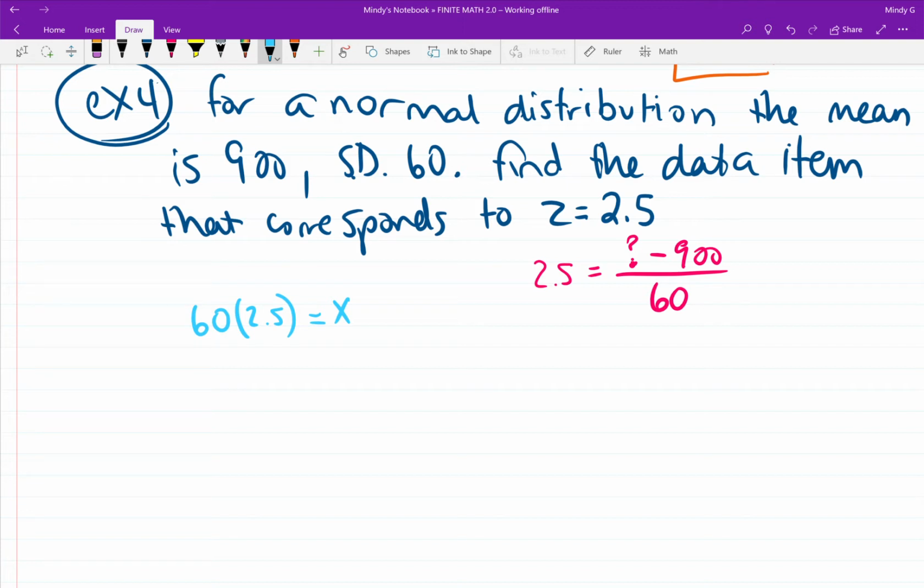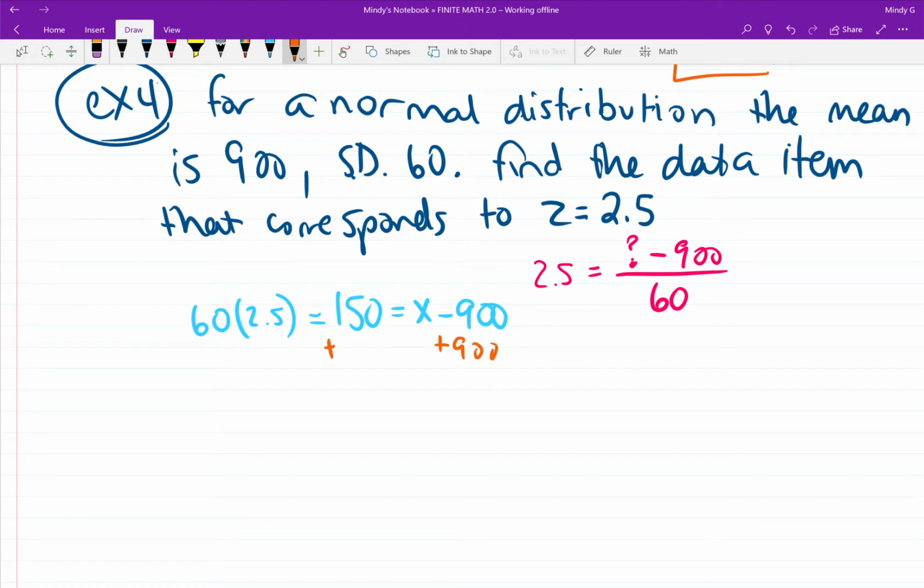So tell me how you got the converted fraction to the math problem. Like 60 times 2.5, but what about after that? Okay, so 60 times 2.5. 2.5 times 60 is 150. So 150 is equal to x minus 900. Then we add 900 to both sides. Okay, thanks. You're welcome.